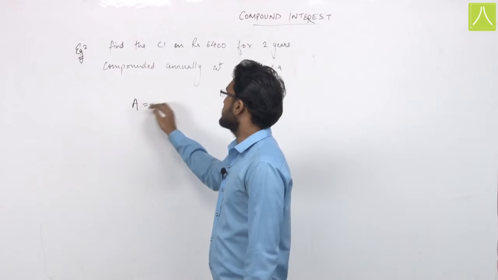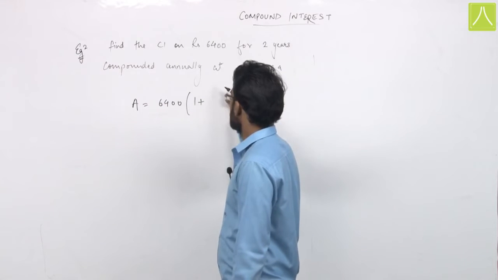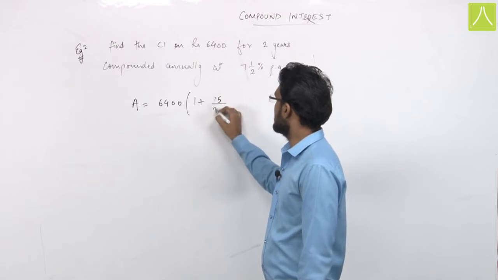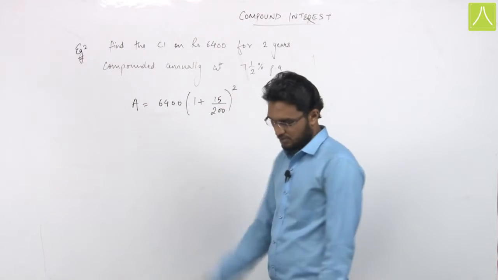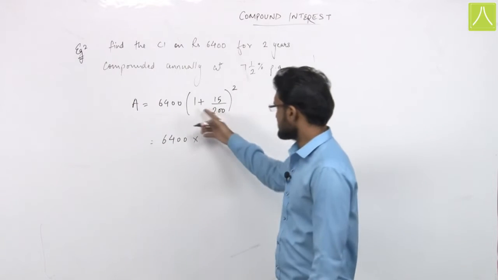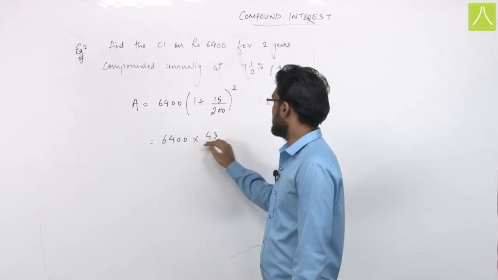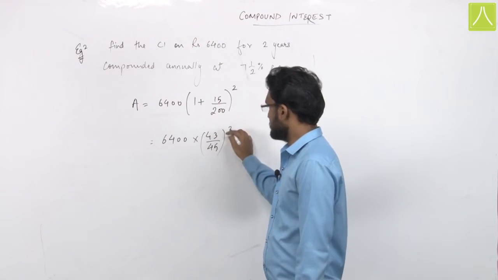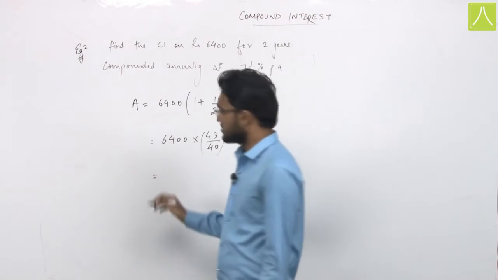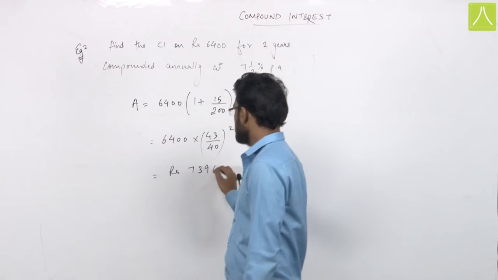Directly substituting the values in the formula for the amount, it is equal to 6400 into 1 plus 7.5%, which is 15 upon 200, whole power 2. Solving this equation, we get 6400 into 43 divided by 40 whole square. Solving this, we get the amount equal to 7396.